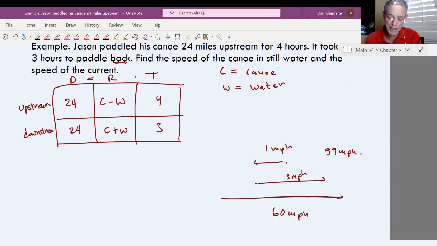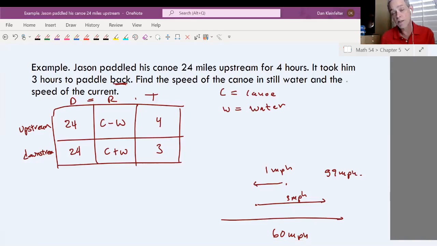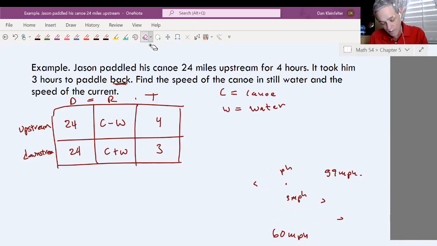So you need to think about the direction, basically. Are you going with or opposite of the direction of the overall vehicle in which you're traveling? For this guy, Jason, canoeing in the water, when he's going downstream, his canoeing is being helped along by the water. When he is going upstream, he's going oppositely directed of the water, and so the rates are subtracted. Okay, so hopefully that helps. But now we can go ahead and solve our set of two equations.